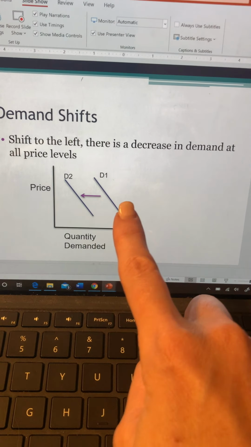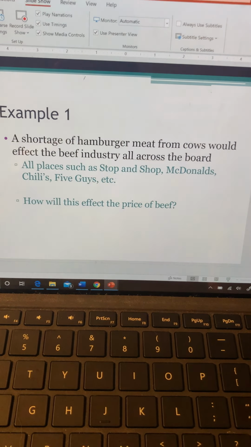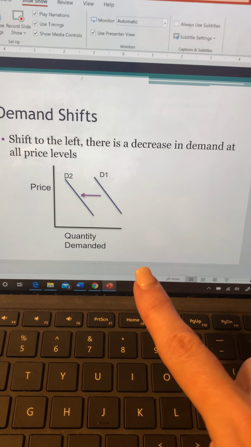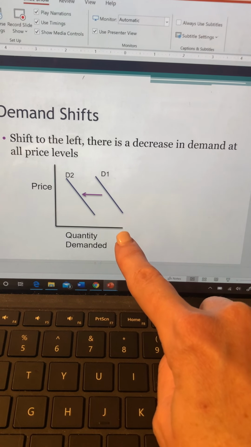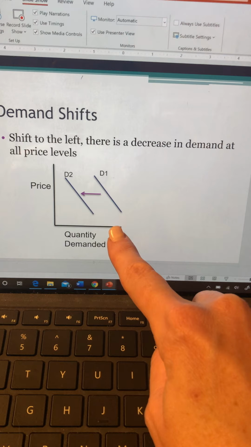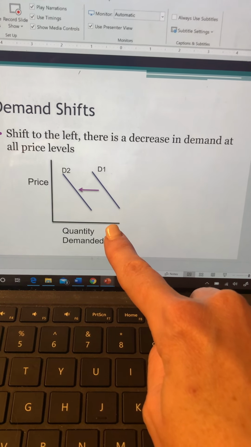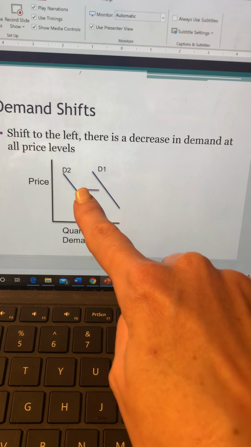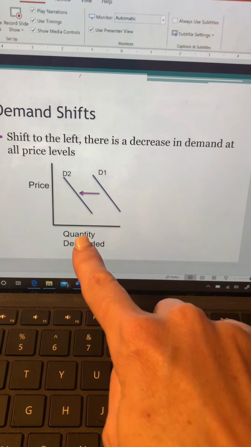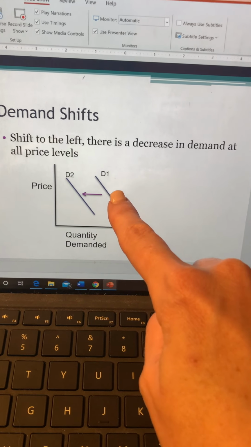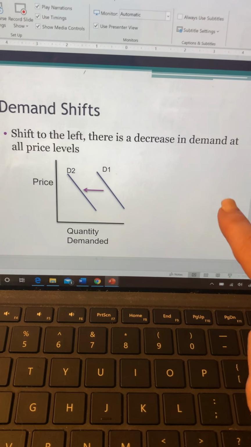If there's a shift to the left, the inverse is true. Oops, sorry, girls. Then there's a decrease in demand, right? The quantity demanded was once all the way out here, say 500 jean jackets demanded. All of a sudden, it shifts to the left. Now you're at 300 jean jackets demanded. So a shift to the left means there's a decrease in demand. A shift to the right means an increase in demand.